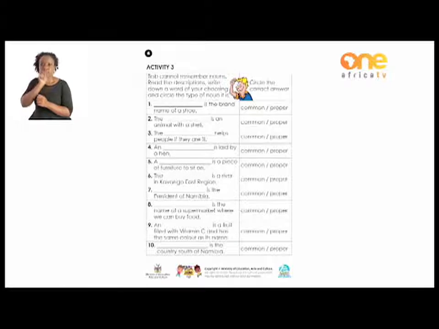Number 2, the dash is an animal with a shell. The tortoise is an animal with a shell. Again, it's a common noun. Now do number 3 up to number 10. You underline or circle the word that you'd have written, whether it's proper or common.